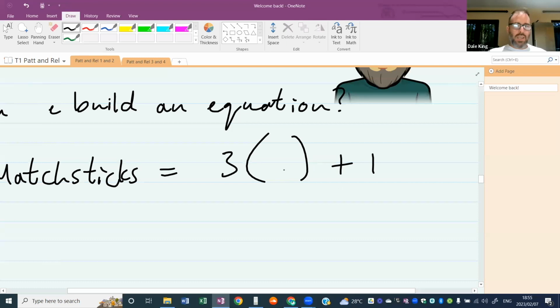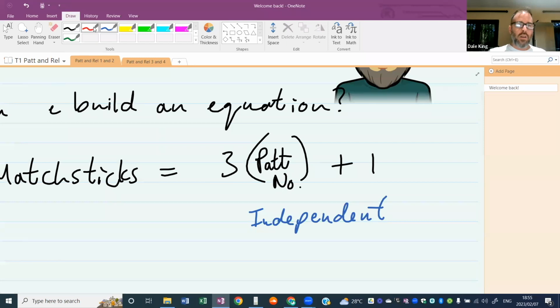Now I'm not going to use a variable like x or n or anything like that. I'm just going to put a bracket there, and inside here we can say pattern number. So the pattern number is independent. It's not worried about how many matchsticks there are, but the matchsticks depends on what pattern number you have. So this is dependent.